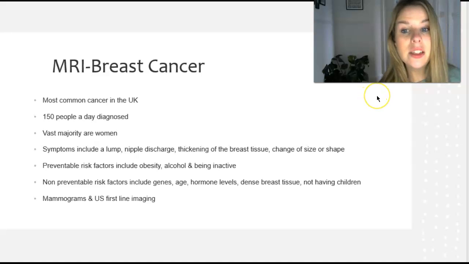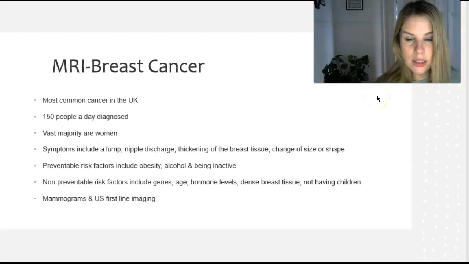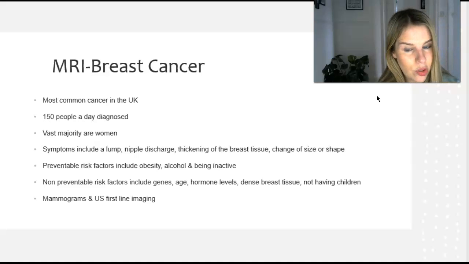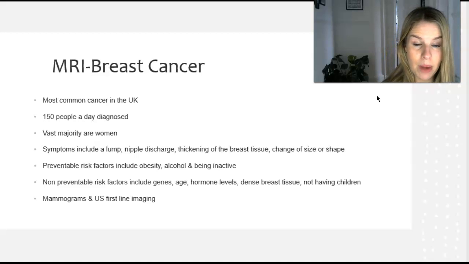And there are really preventable risk factors when it comes to breast cancer. So things like obesity, a high alcohol intake, or being inactive can increase your risk of breast cancer. But the vast majority are non-preventable. So things like your genetics, you might have heard of the BRCA gene. So if you have that, you're more likely to get breast cancer.